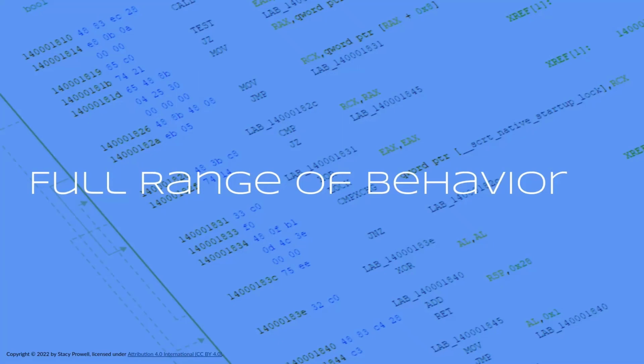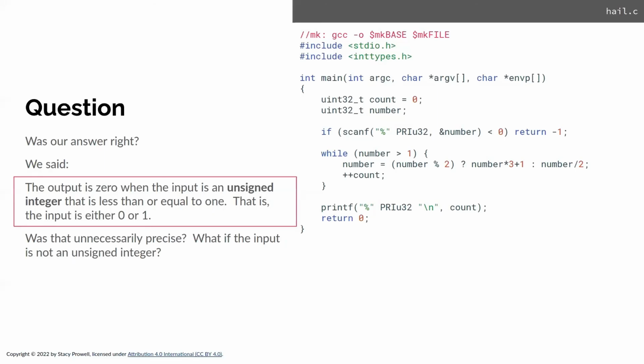So we're going to talk a lot about the full range of behavior of programs, and let's think about that just a little bit more. Back to that program we looked at earlier. The output's 0 when the input is an unsigned integer that is less than or equal to 1. That's what we said. Input is either 0 or 1. Those are only unsigned integers less than or equal to 1. And the question is, was that unnecessarily pedantic? What if I didn't give it an unsigned integer? What if I gave it something else? And we could try that.